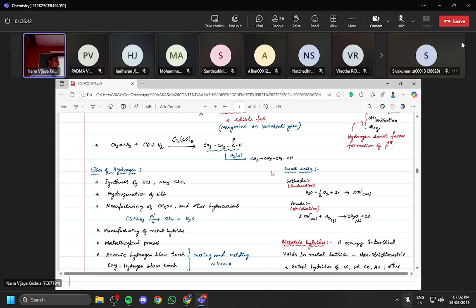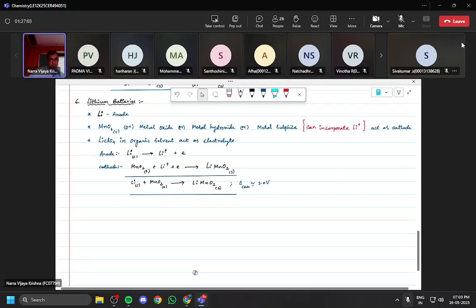Fuel cells. At the cathode, we are passing oxygen. At the anode, we are passing hydrogen. And a base is taken as the electrolyte. KOH aqueous or NaOH aqueous is taken as the electrolyte. So the same thing I am writing here. Fuel cells. So can I write the seventh type of?